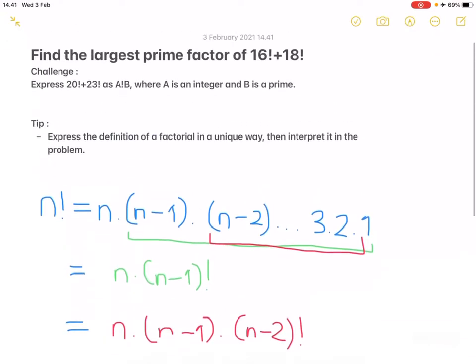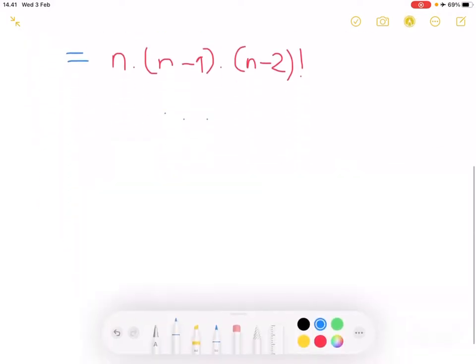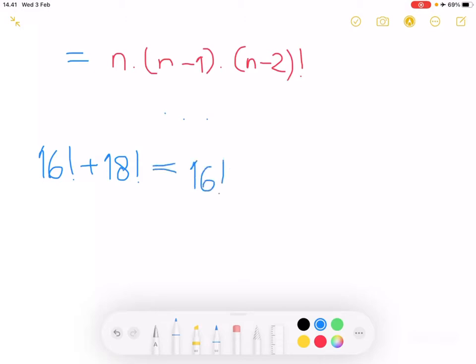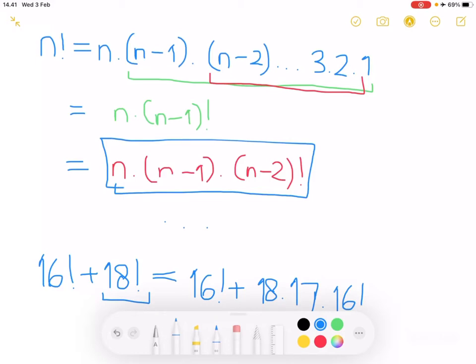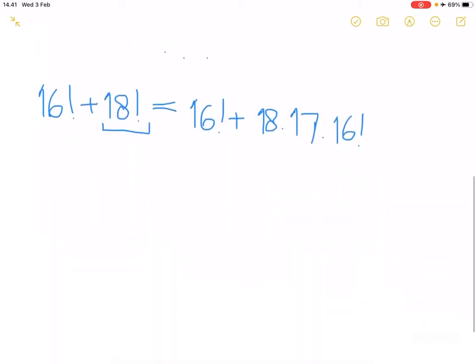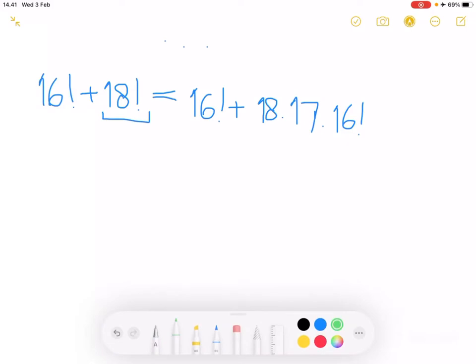So let's write our expression right here. We have 16 factorial plus 18 factorial. What I'm going to do is rewrite this 18 factorial as follows: 18 times 17 times 16 factorial. Notice that I just used this identity right here, so we can express n factorial in different ways. And notice I chose to stop at 16 factorial because there's some pretty nice factoring that happens.